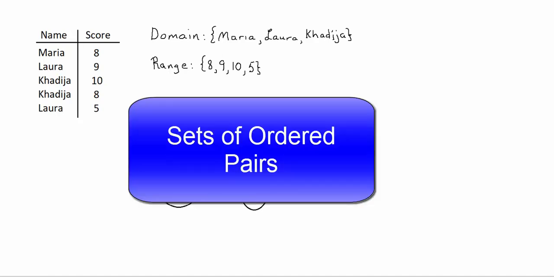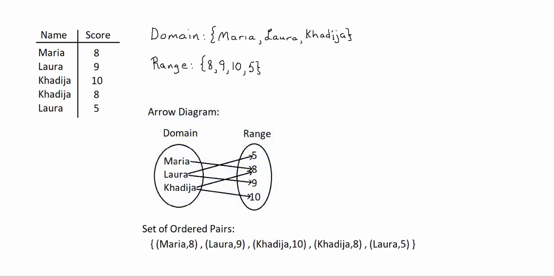Another common method of representing a finite relation is as a set of ordered pairs, where each pair defines a correspondence from its first coordinate to its second coordinate. This is how we write our example of athletes and their scores as a set of ordered pairs. Note that the correspondences, which are the rows from the table or the arrows from the arrow diagram, become the ordered pairs in this notation. Note that the domain is the set of all the first coordinates of the ordered pairs, and the range is the set of all the second coordinates of the ordered pairs.